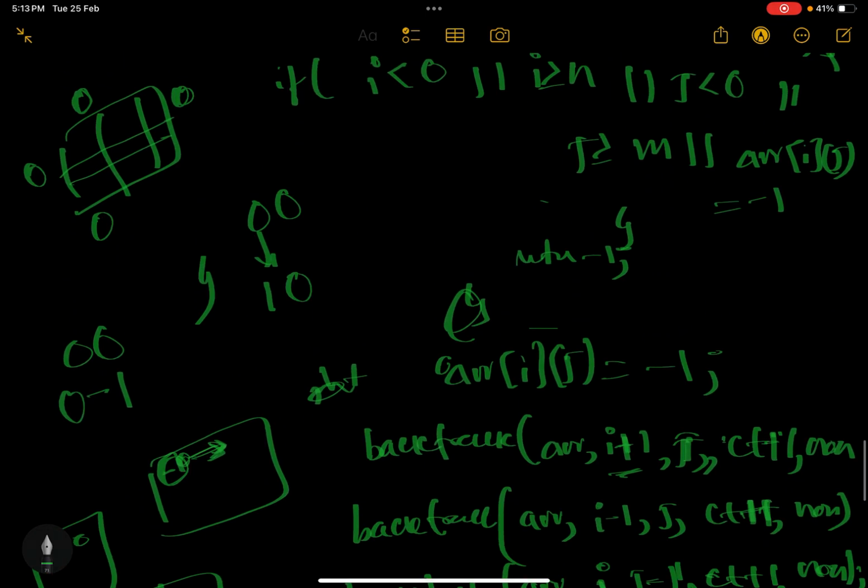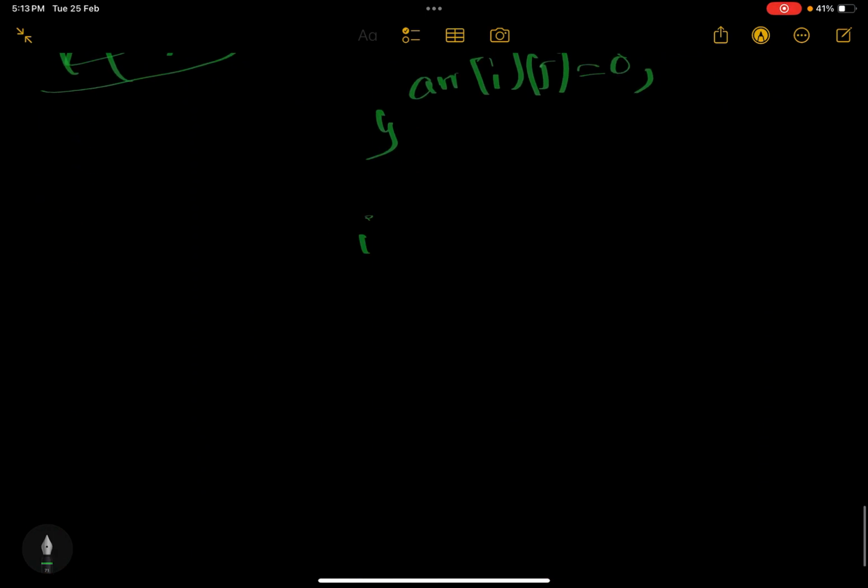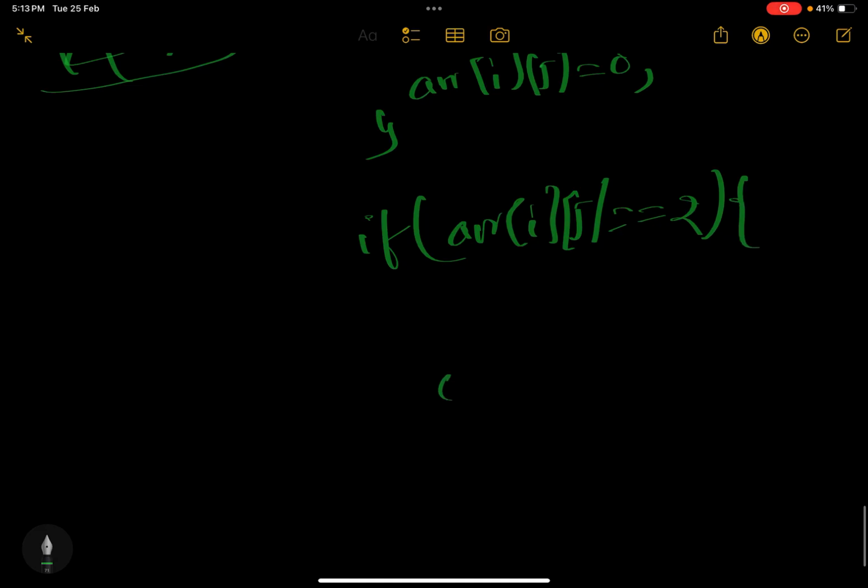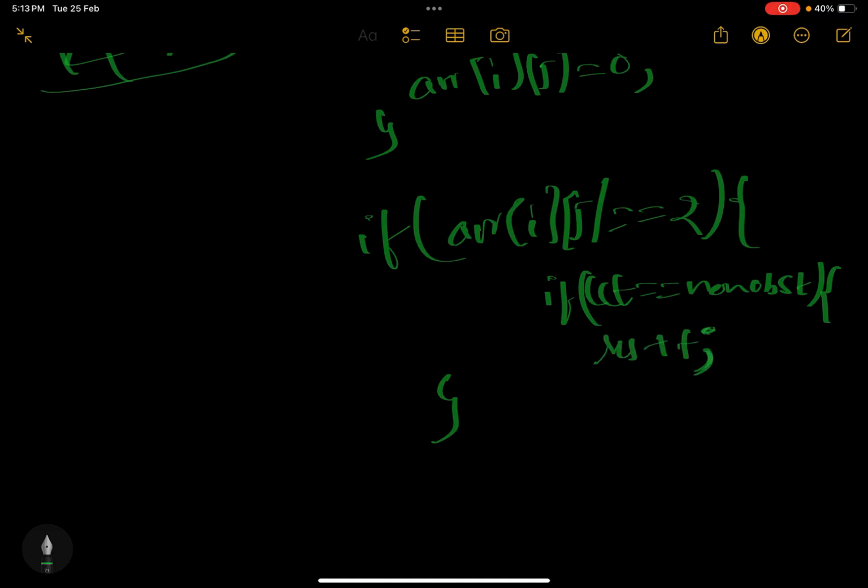And the second condition was the base case. In the base case I will write: if array of i, j is equal to 2, meaning you reached the end, then you have to check a condition. If count is equal to non-obstacle, meaning you have explored all the non-obstacle paths, then we simply add to the result count. First there was no path, the result was 0, so I will simply increment the result, and then return.